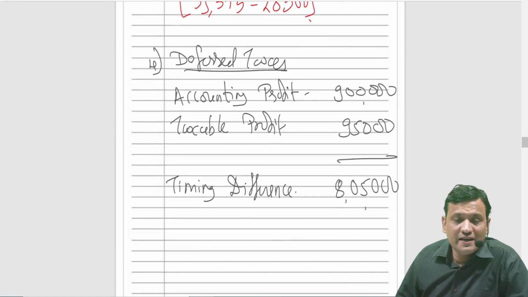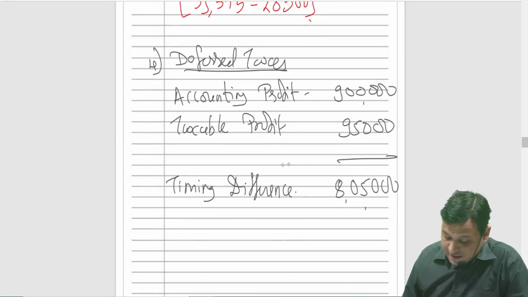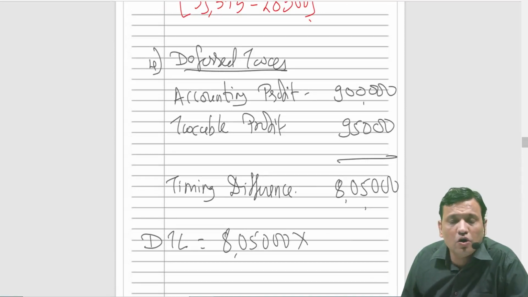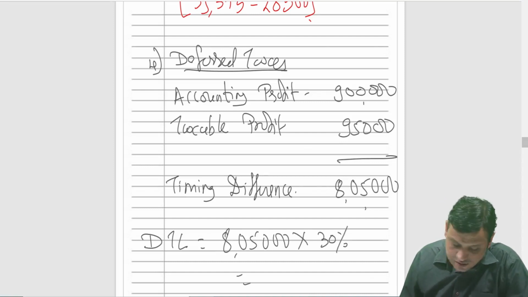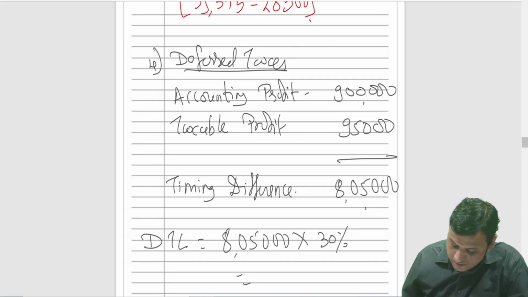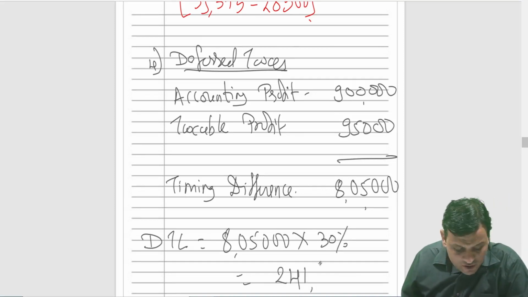Accounting profit is more than taxable profit. It means I will pay less taxes as per taxable profit here. So I will create a DTL. How much? 8,05,000 into what rate? MAT rate or normal rate? Always normal rate, 30%. So 8,05,000 into 30% is 2,41,500.